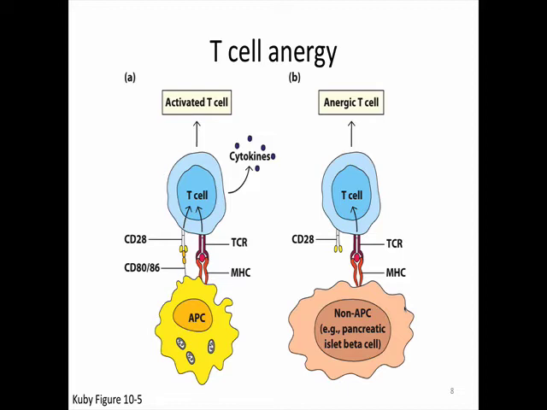However, if we have another cell that's presenting self-antigen, that cell has not been in the presence of a pathogen. That cell will not be making that second signal, that quote-unquote danger signal. This is sort of indicative of presentation of a self-antigen. And so if our T cell goes into the periphery and recognizes a self-antigen, it's going to do that without the second co-stimulatory signal.